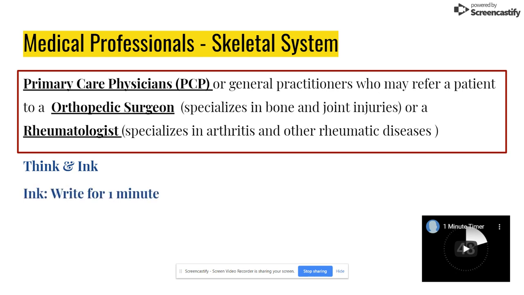So here we have a new activity. It's called a Think and Ink. So I'm going to present you with a question. Think about it and then write for 1 minute. Why would a provider refer to a specialist?